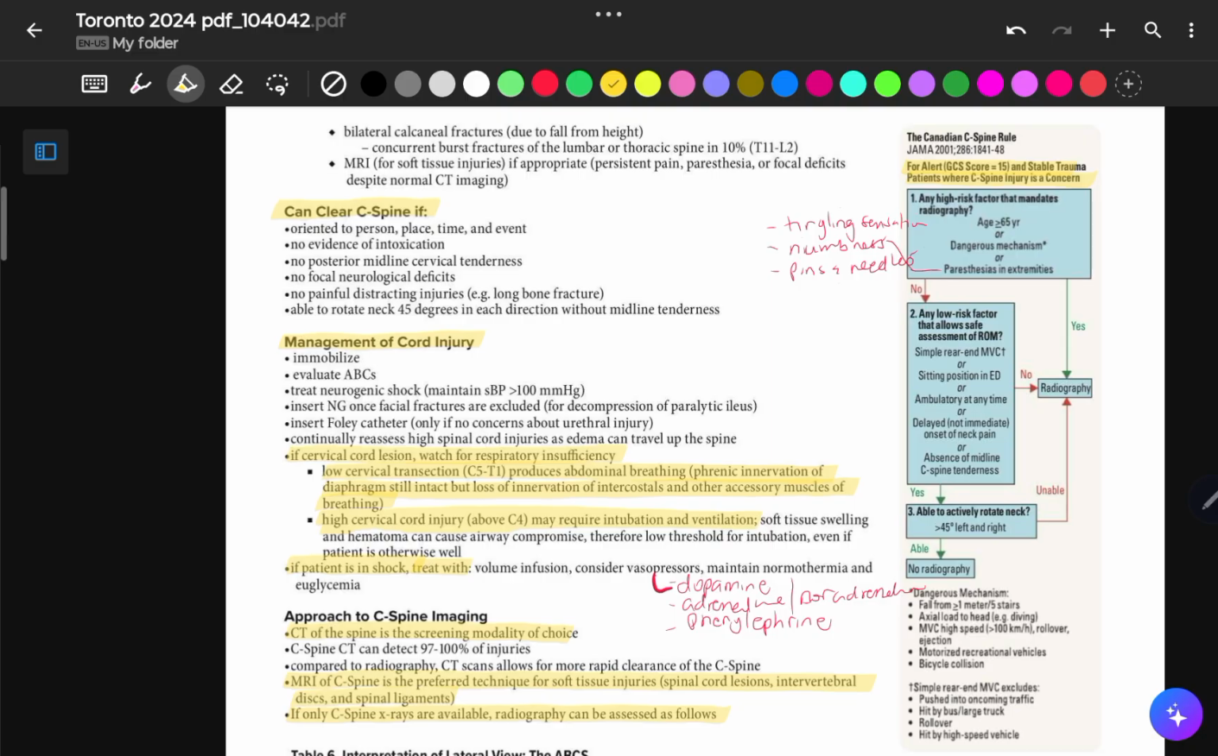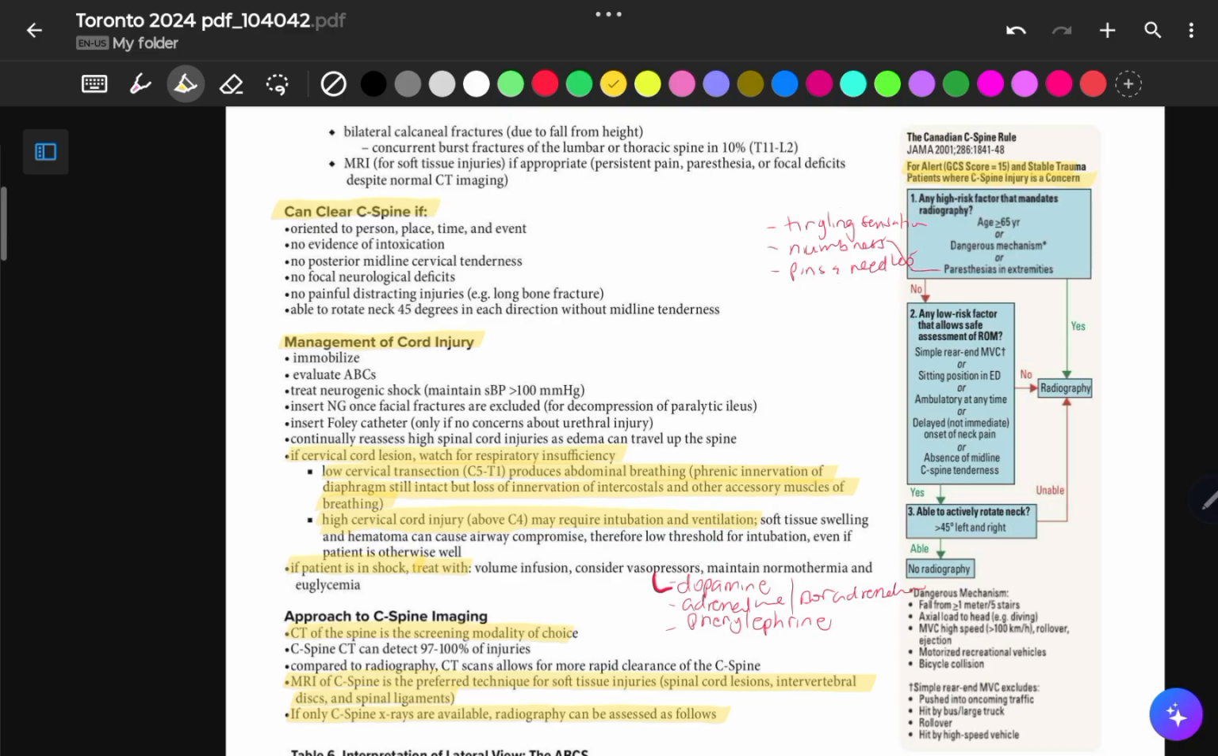So managing of a cord injury, how would you manage it? You will immobilize the spine and evaluate your ABC. You want to treat for any neurogenic shock by maintaining the blood pressure above 100. Insert your nasogastric tube once facial fracture is excluded, for decompression of paralytic ileus. Insert a catheter only if no concern about urethral injury. Continually reassess for high spinal cord injury, as edema can travel up the spine.